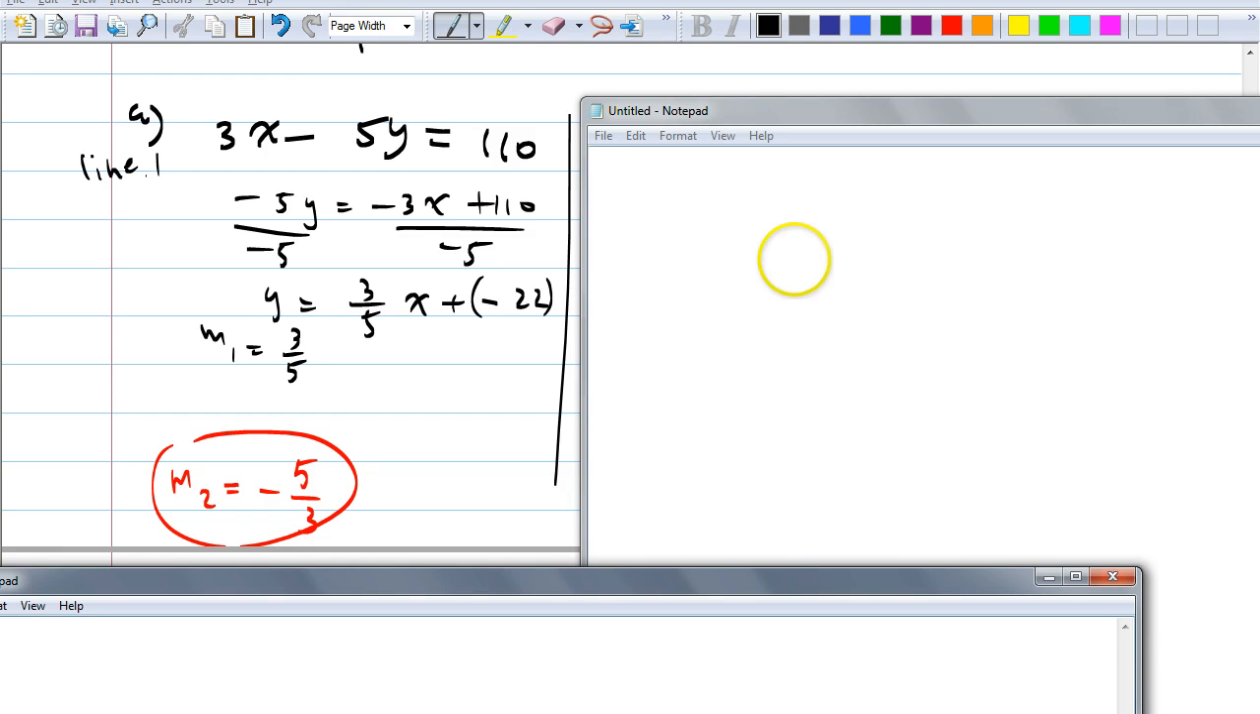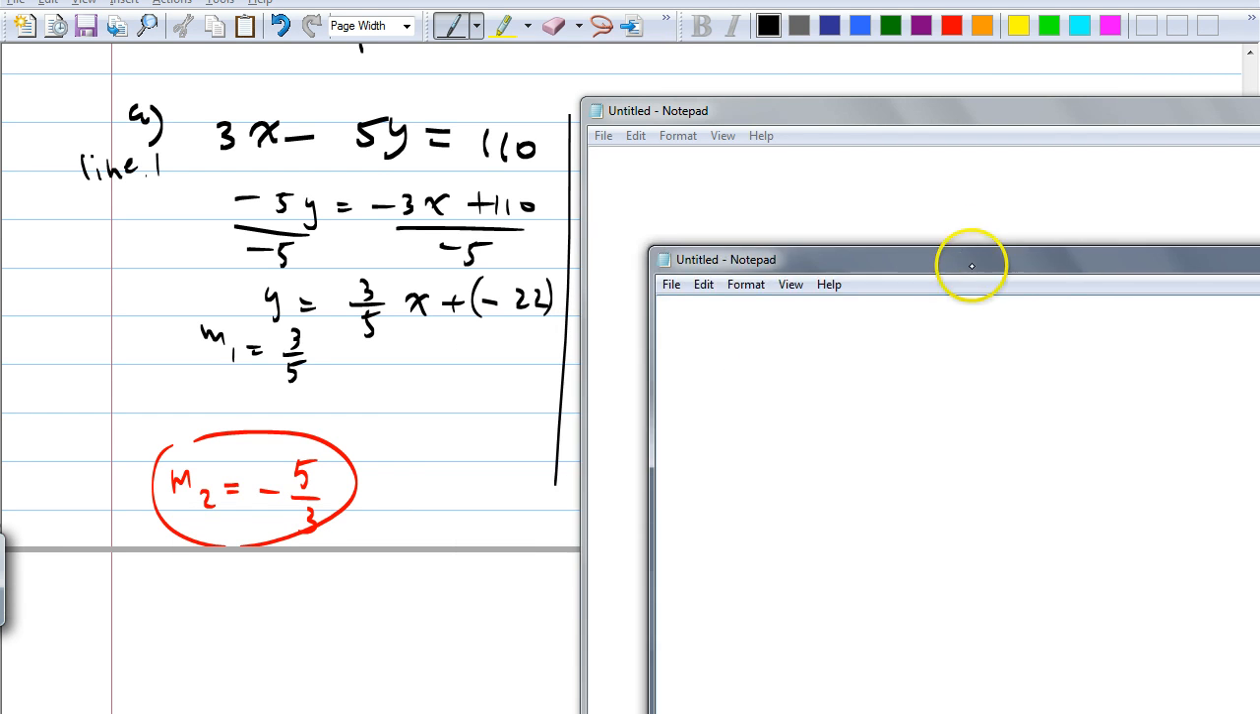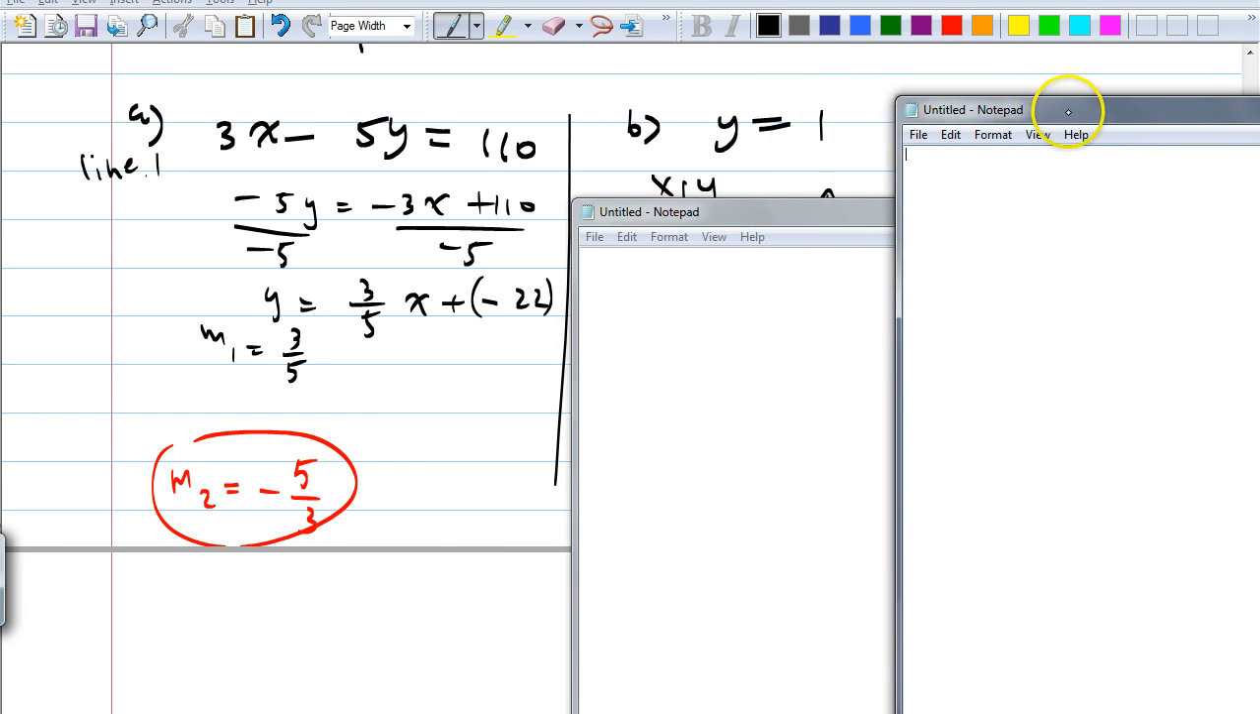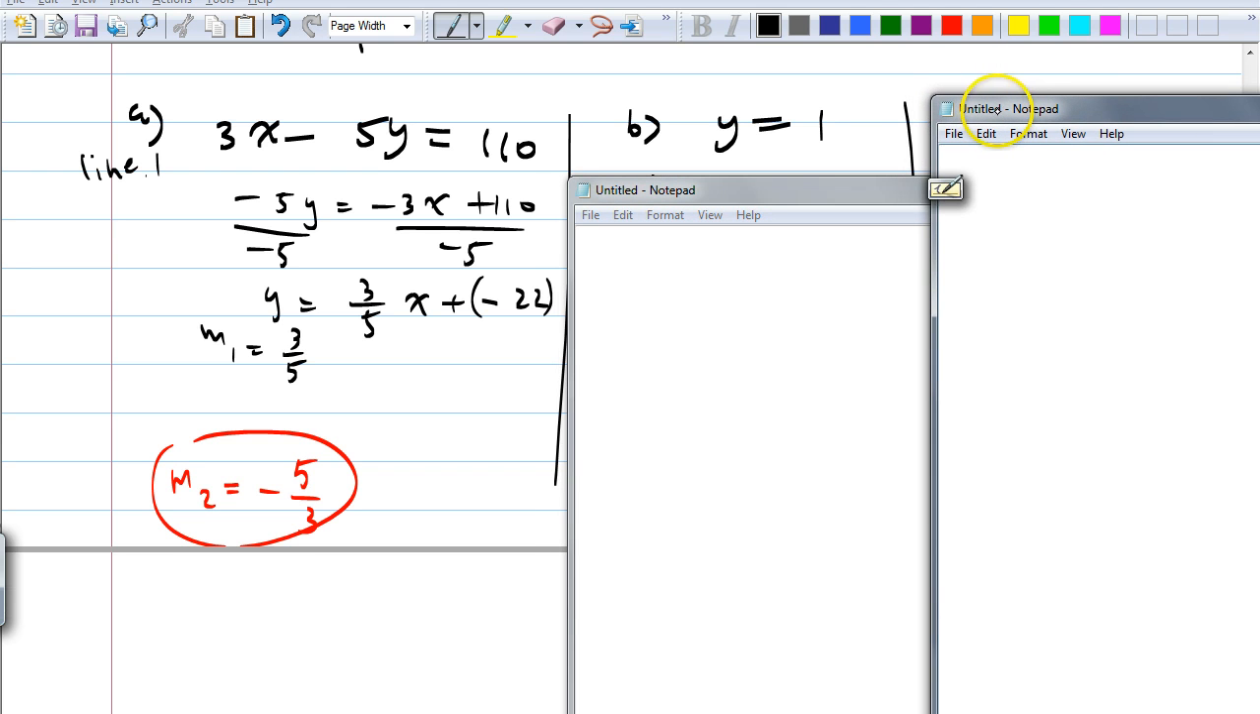All right, let's try this next one here. This one is kind of interesting, guys. What if I give you this? y equals 1. What must the slope of the other line be if they're perpendicular to this line, y equals 1? Okay, what kind of line is y equals 1, by the way? How do we know it's a horizontal line, guys? Because y is always equal to 1, right?